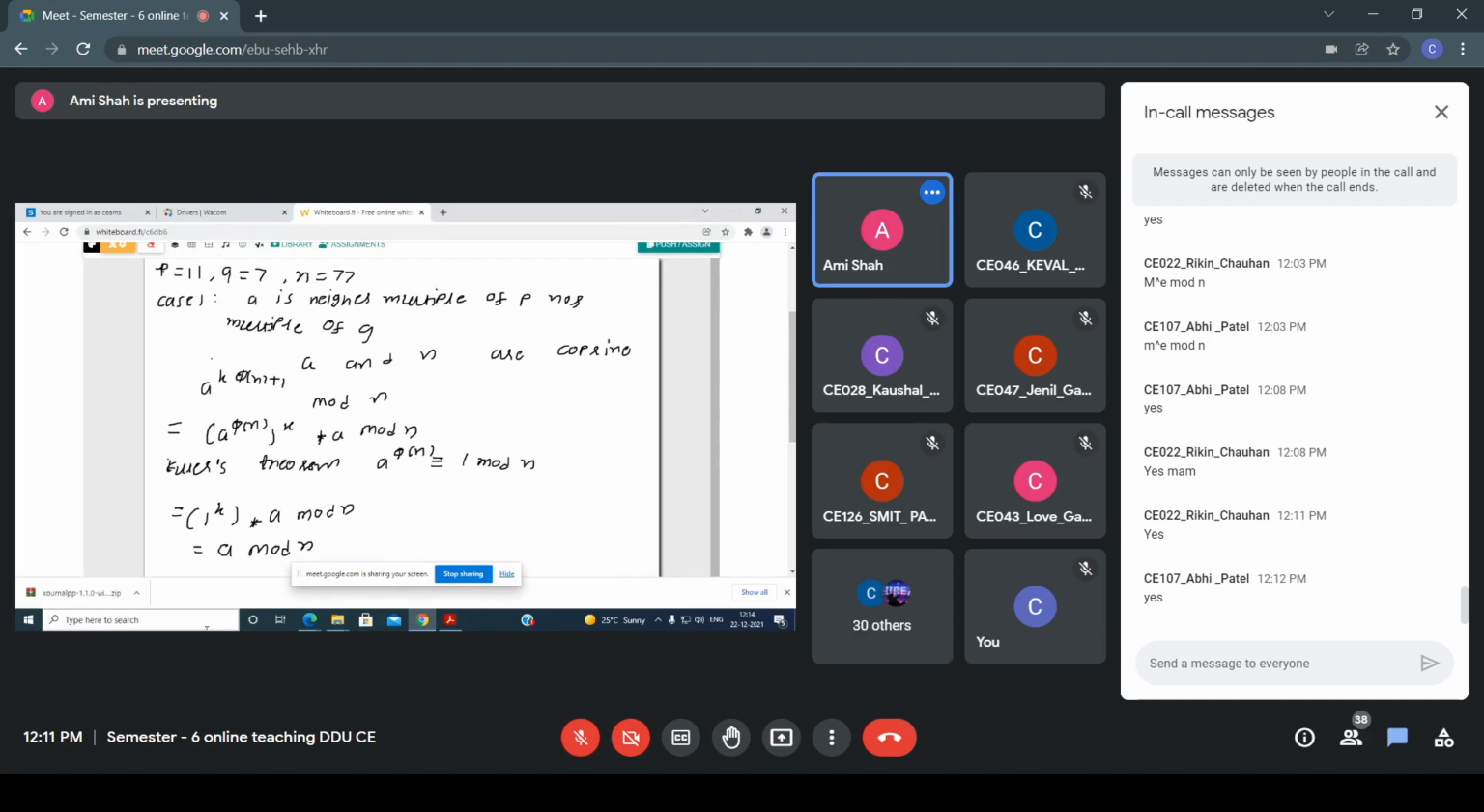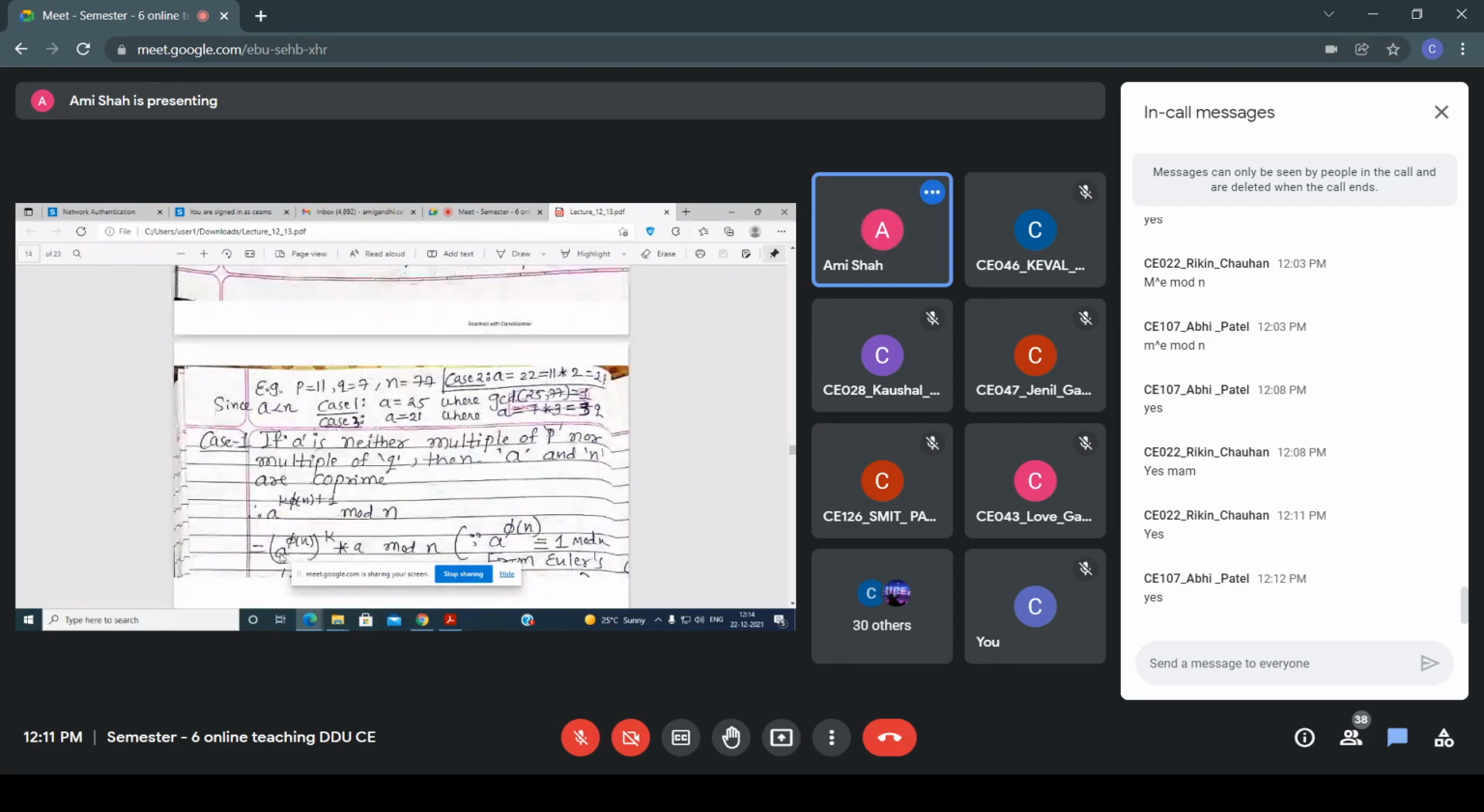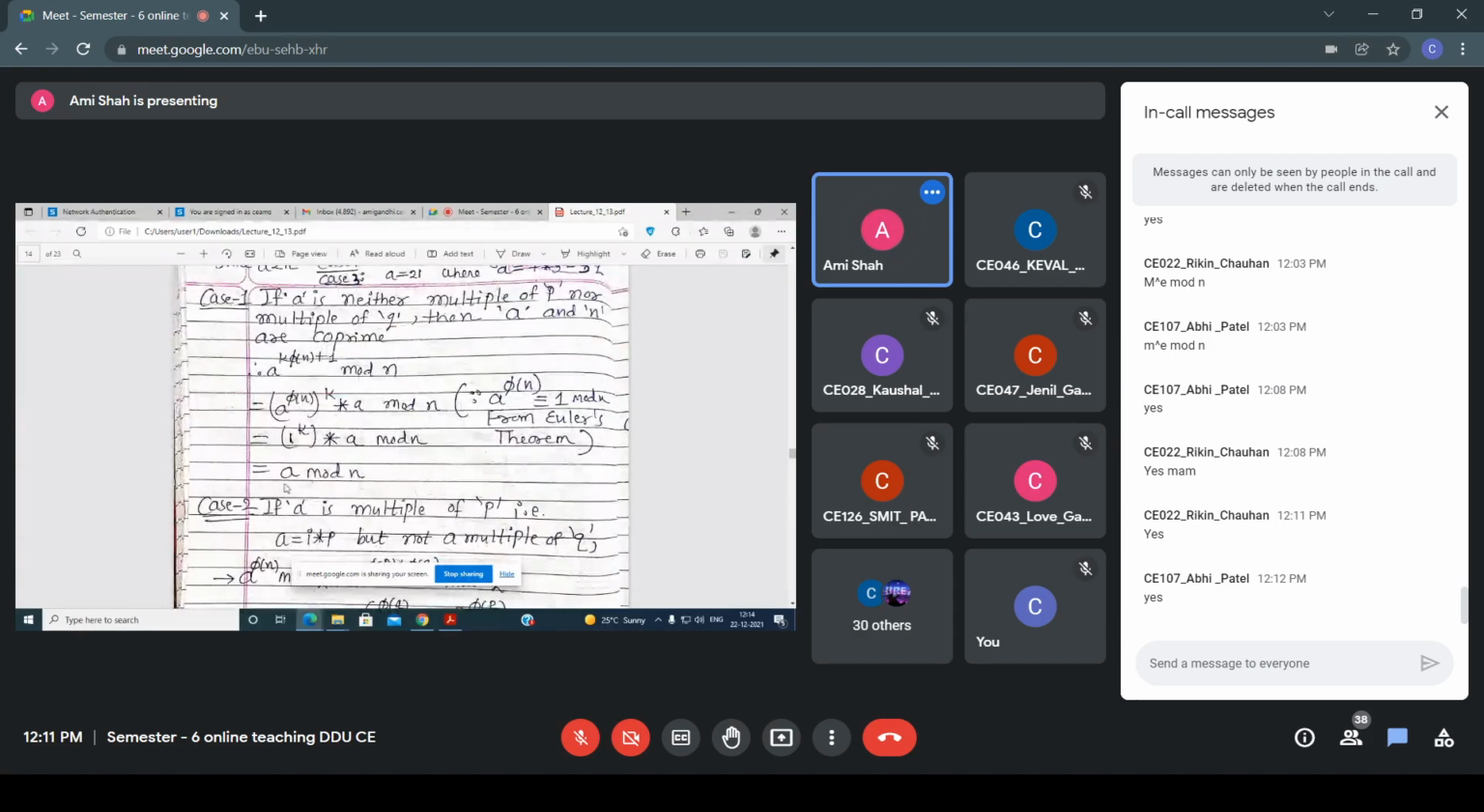So through this concept, there are three scenarios that I want to discuss. In the first case, if a is neither a multiple of p nor a multiple of q, at that time I am getting this result a mod n. Now next I will show you the next concept.